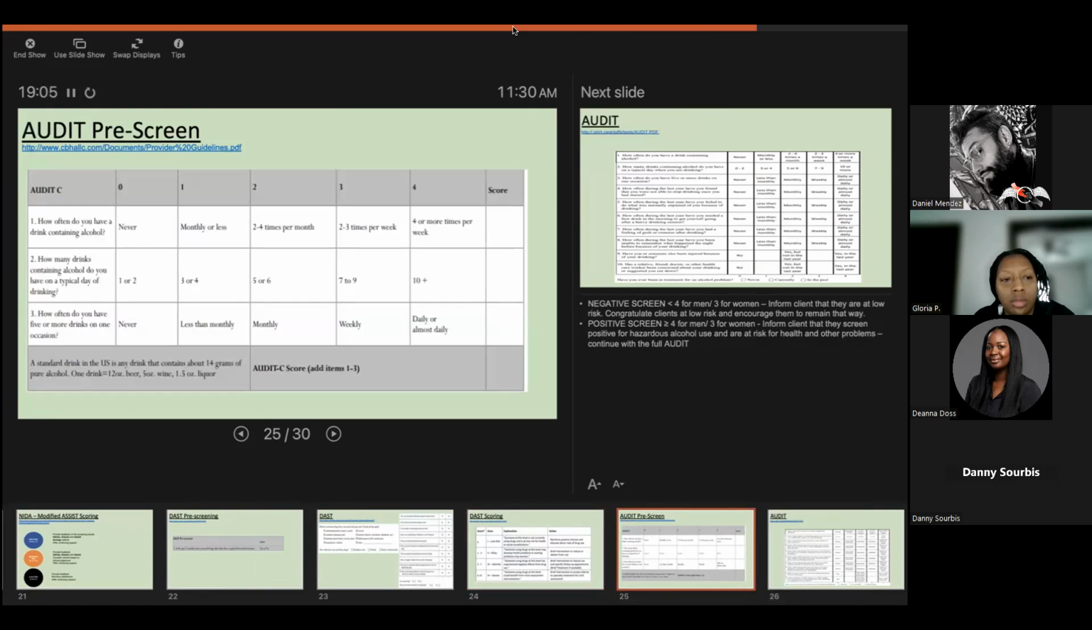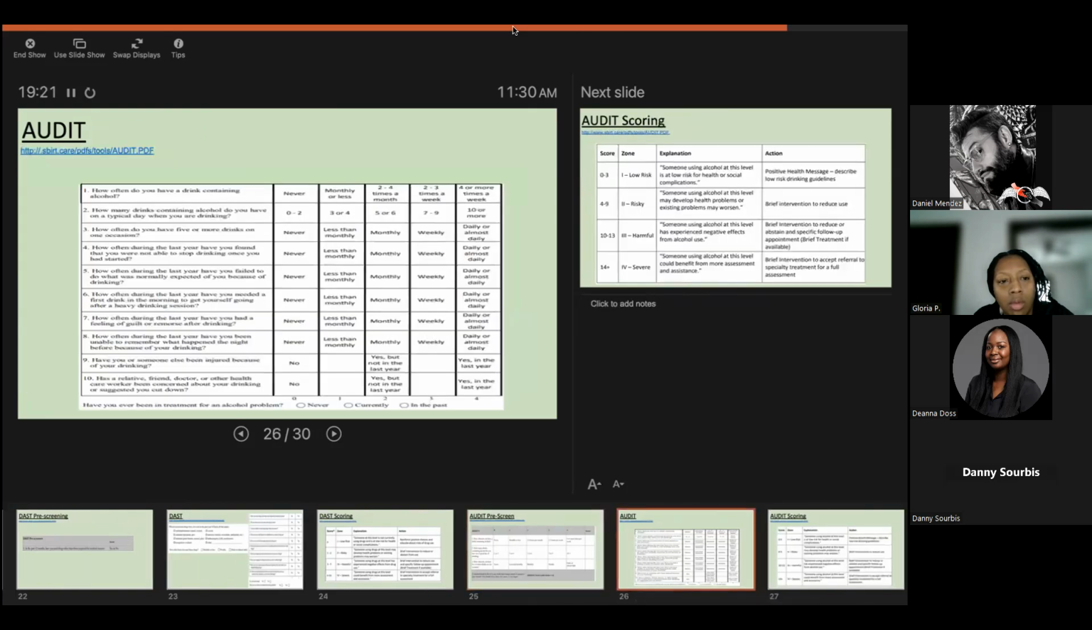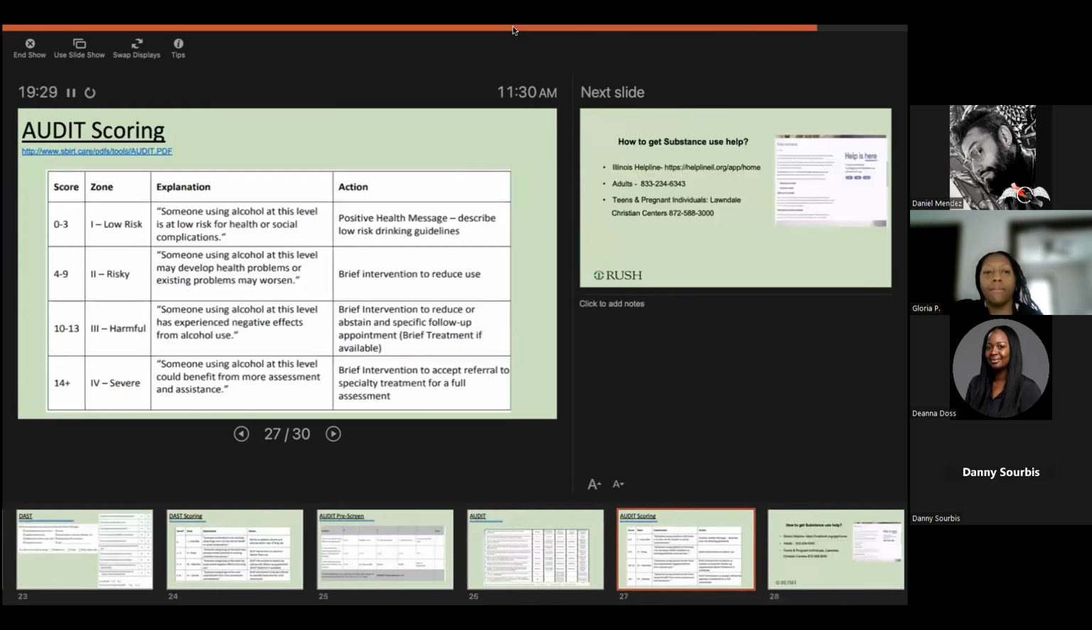How often do you have a drink containing alcohol? How many drinks containing alcohol do you have on a typical day of drinking? How often do you have 5 or more drinks on one occasion? So the AUDIT is more so alcohol. And then these are more questions for the AUDIT. I hope I put the screening in. Yes, I did. And then I put the scoring in, which is 0 to 3, low risk; 4 to 9, risky; 10 to 13, harmful; and 14 or more is severe.